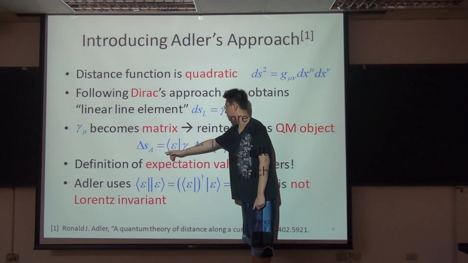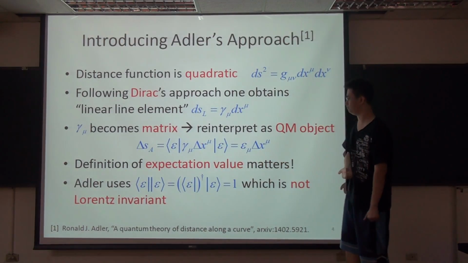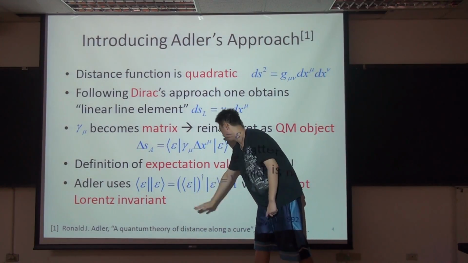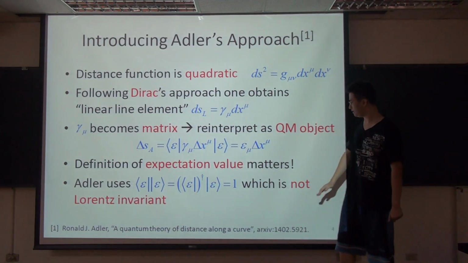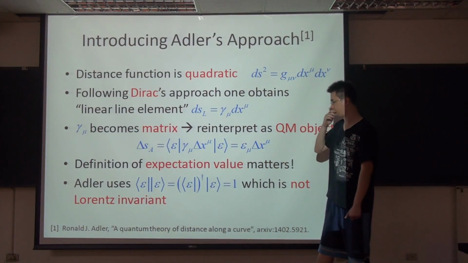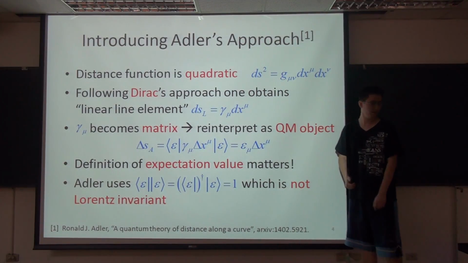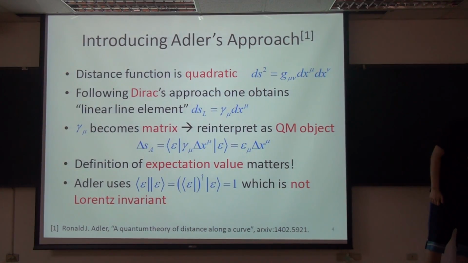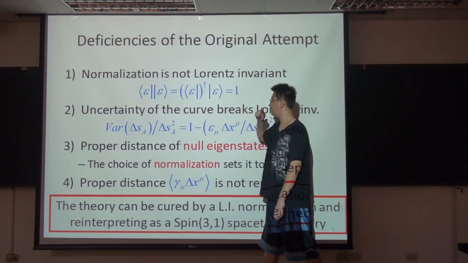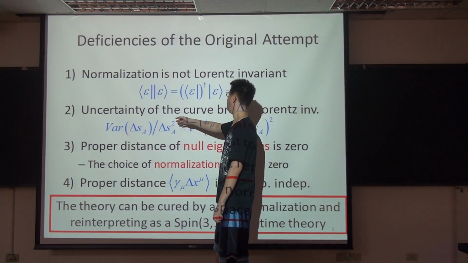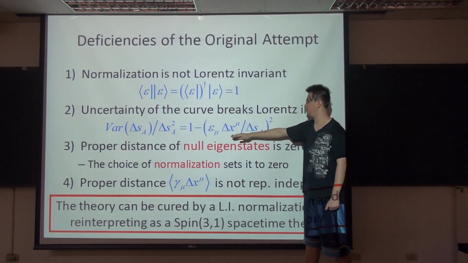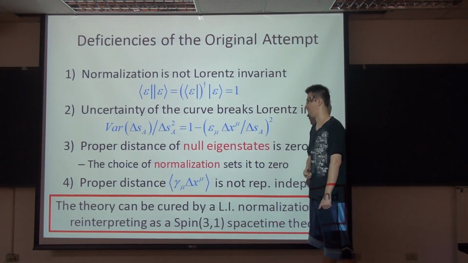In Adler's idea, he suggests that we just consider conventional non-relativistic quantum mechanics. So we define it in this way, and the epsilon is simply taking a complex conjugate. We know that this is actually not Lorentz invariant. Our theory obeys Lorentz symmetry instead of the non-relativistic Galilean symmetry, so we need a new definition of normalization. Also, in the original theory, the length of this geodesic depends on its eigenstate, so it depends on a certain parameter. So it breaks Lorentz invariance.